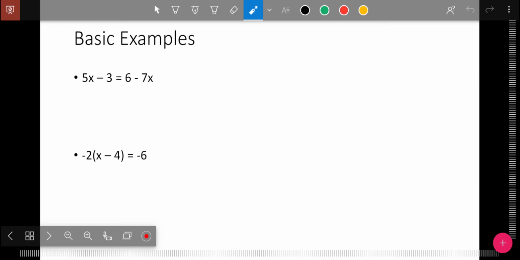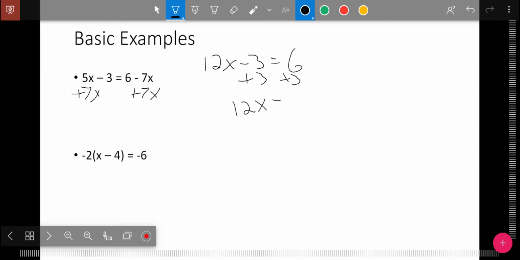And so let's look at some basic examples here. I like to work with the x's first. There are lots of steps here, but I would add 7x to both sides. That's going to give me 12x minus 3 equals 6. Then I would add 3 to both sides and I get 12x equals 9. I divide both sides by 12, and I get x equals 9 divided by 12, which reduces.